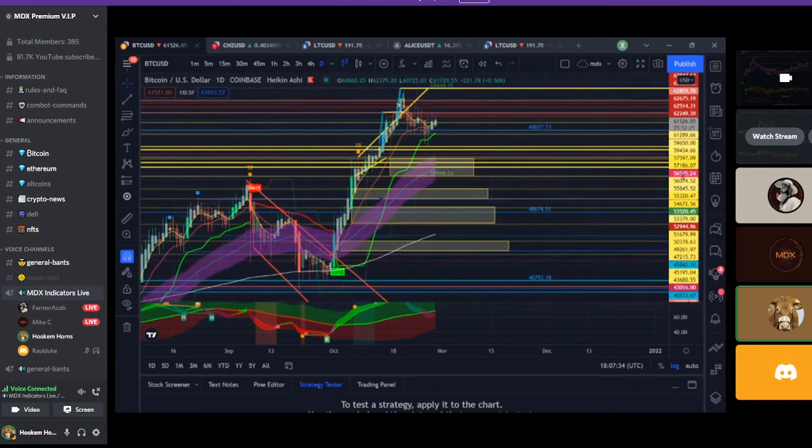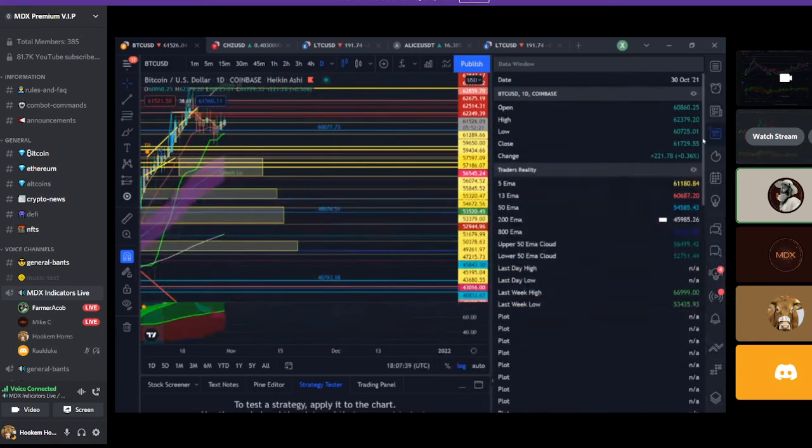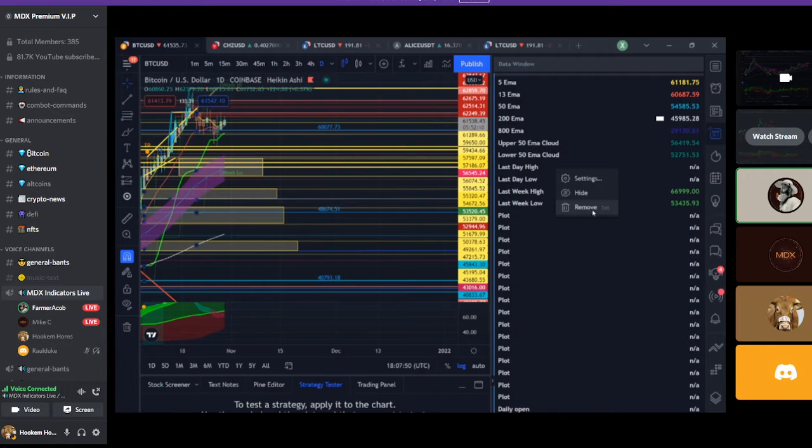So how can I remove my indicators? To remove it, you go to this thing right here. It's the page with a plus sign in the upper left hand corner. It's called Data Window. Okay. And then to remove an indicator, you right click on it, click Remove.